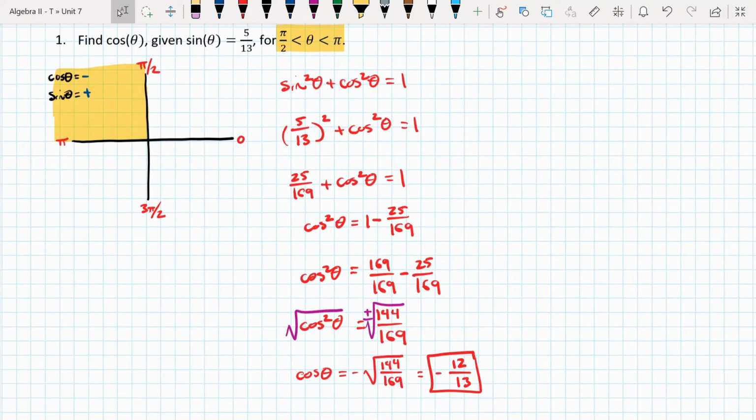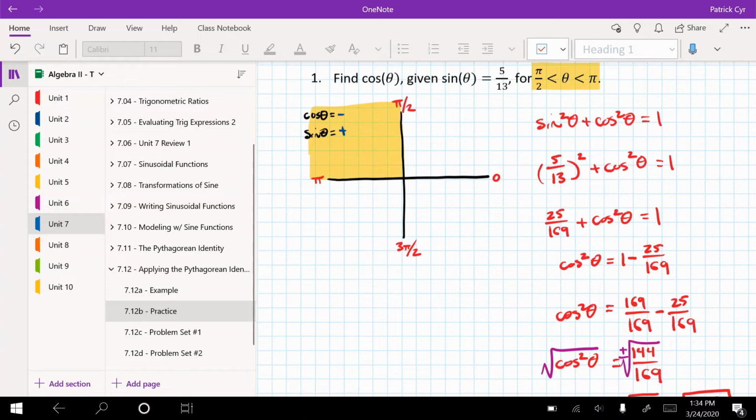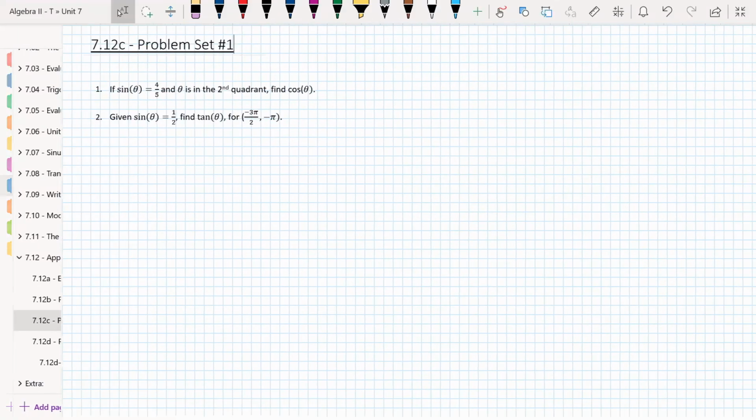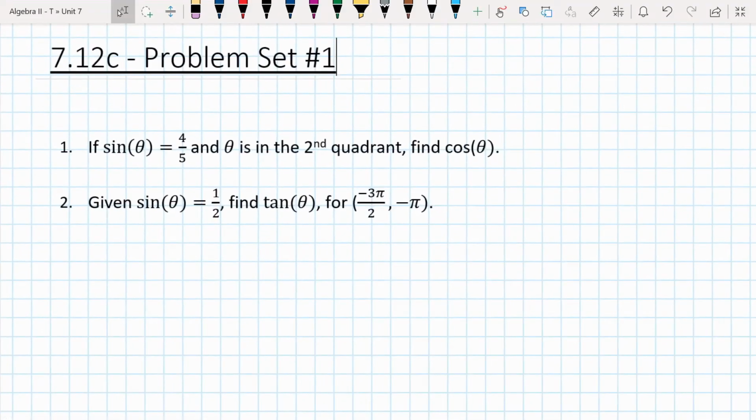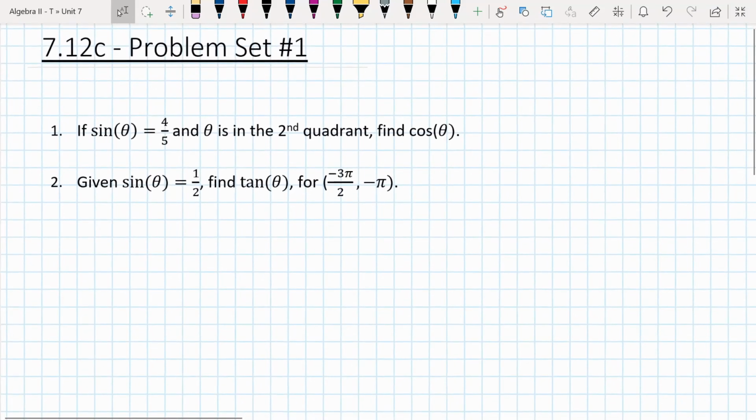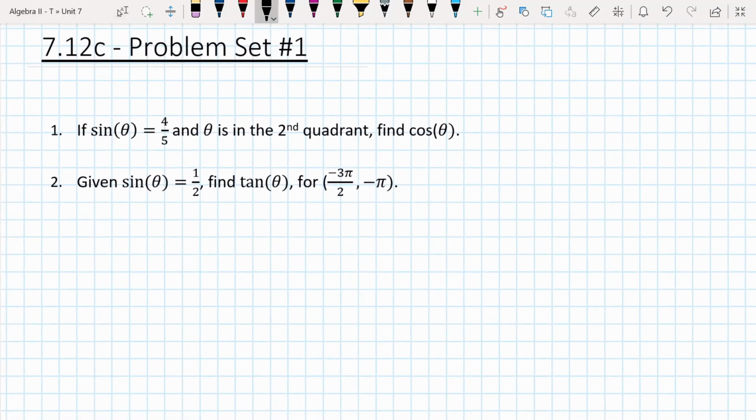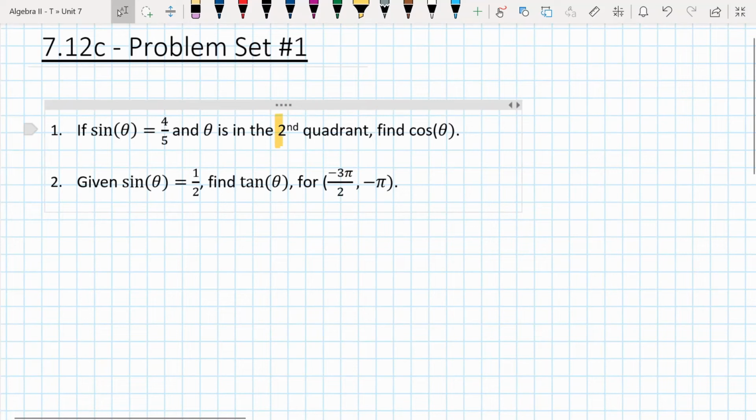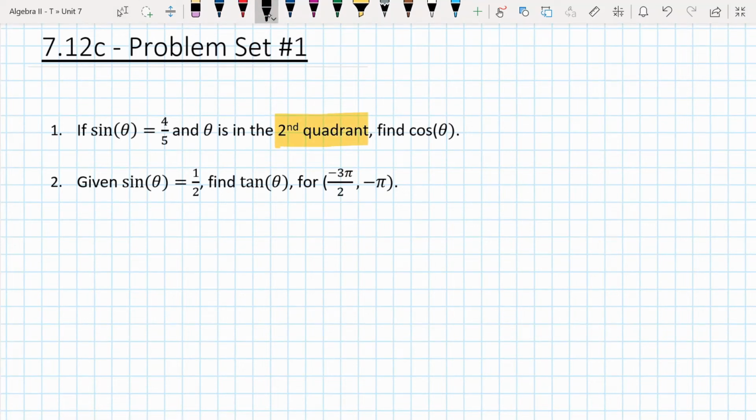Let's wrap this up by doing problem set number 1. So 2 questions here. I'll go through both of these. Let's start with the first one. Sine of theta is equal to 4 over 5. We're in the second quadrant, same as the last question, and we want to find cosine. So, number 1.